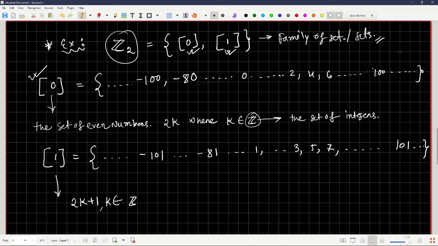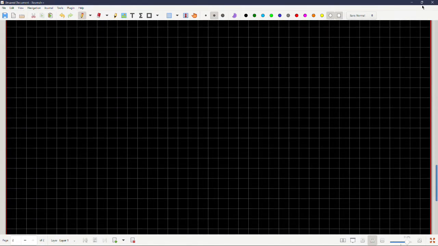Sets, whatever. This is another example. So any questions from family of sets? If not, let me now define something called universal set.